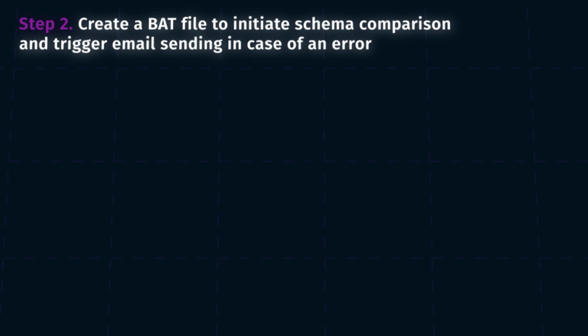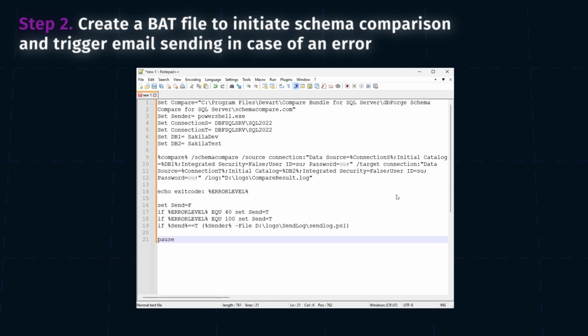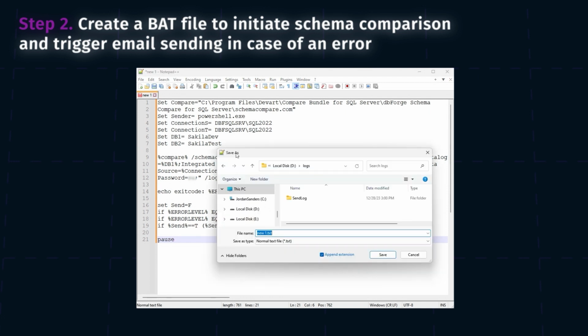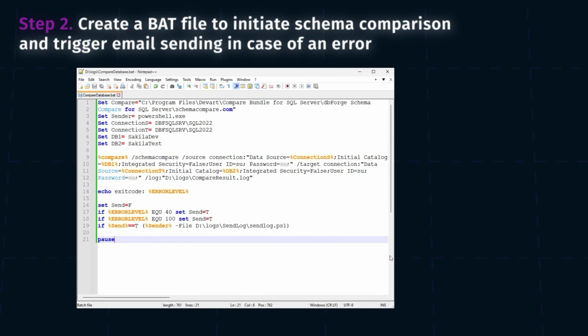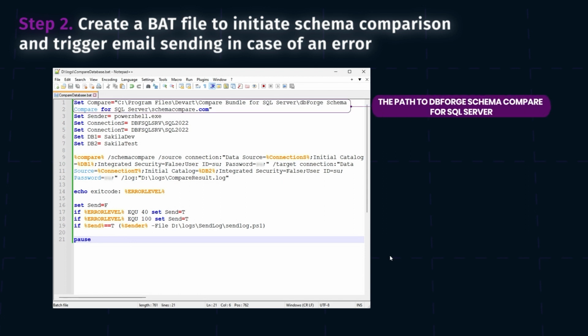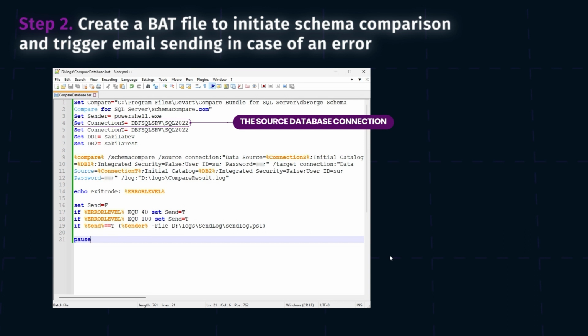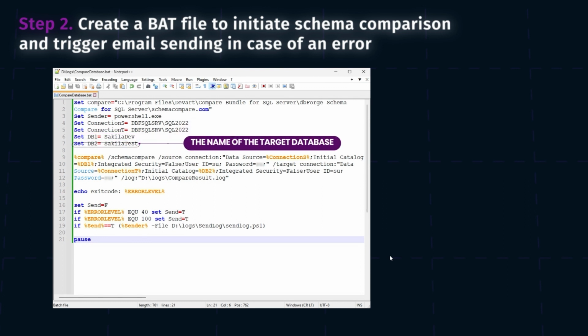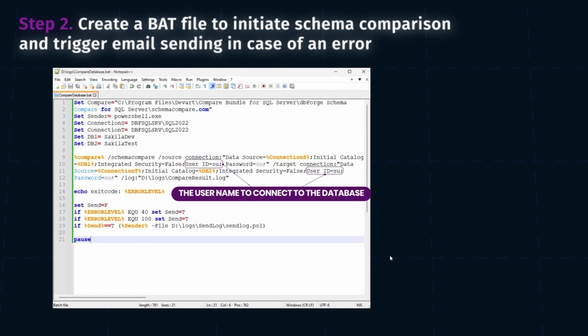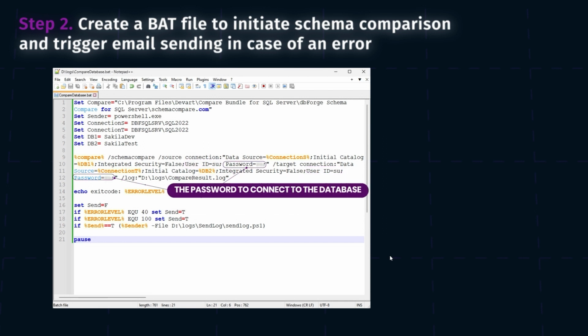To create a .bat file, open any text editor like Notepad, Notepad++, or Visual Studio Code. Then, paste the following script and save the file with a .bat extension. This script comprises the following: the path to DBForge Schema Compare for SQL Server, the tool that will execute the PowerShell script, the source database connection, the target database connection, the name of the source database, the name of the target database, the username to connect to the database, the password to connect to the database.